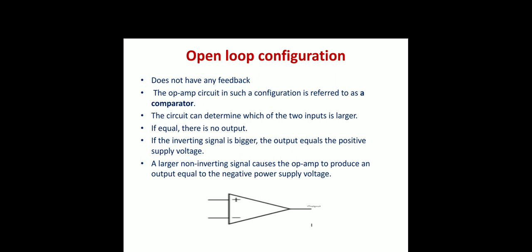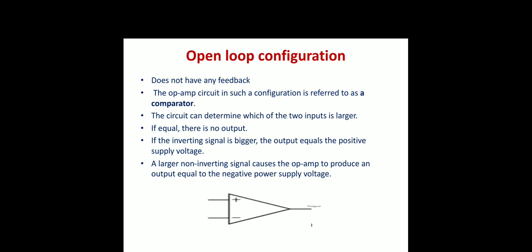What is an open loop configuration? It does not have any feedback, as you can see in the image below. This configuration is called a comparator. It compares two inputs and gives output accordingly. That is, the circuit can determine which of the two inputs is larger. Hence the name is comparator.